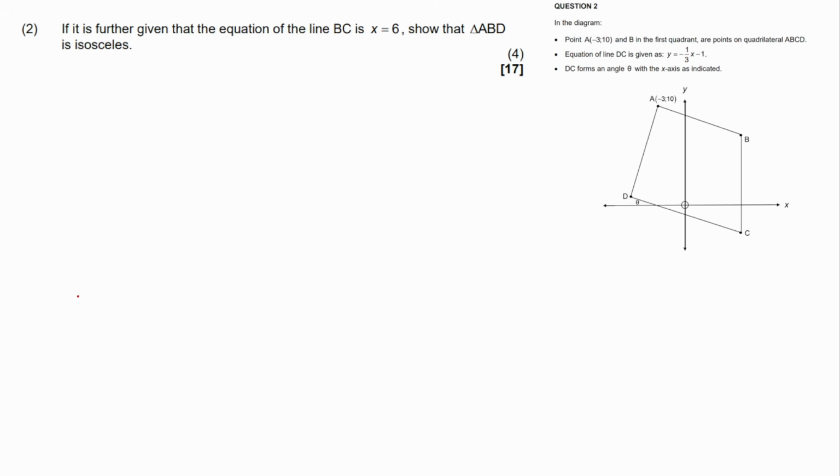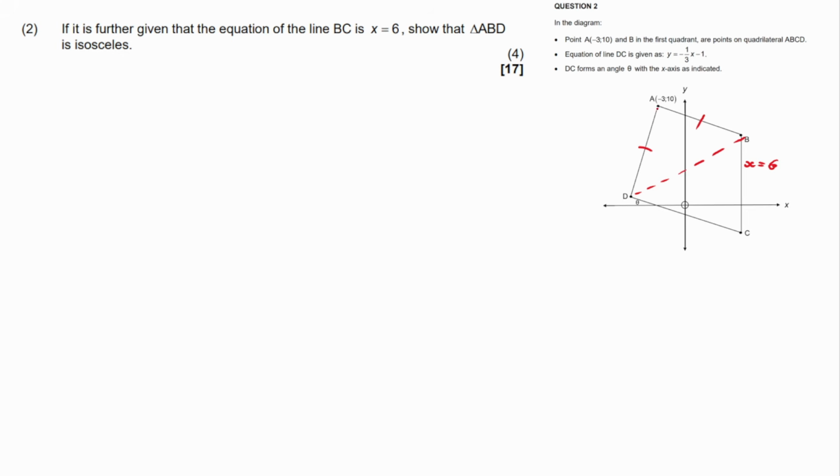Now for the second part of this, it says it's further given that the equation of line BC is x is equal to 6. So this equation, x is equal to 6, is the equation of this line over here. And it says, show that triangle ABD is isosceles. So ABD looks like this. A good bet would be that these are equal. Remember the theory of an isosceles: it's just a triangle that has two equal sides. So these two look like they're about equal.